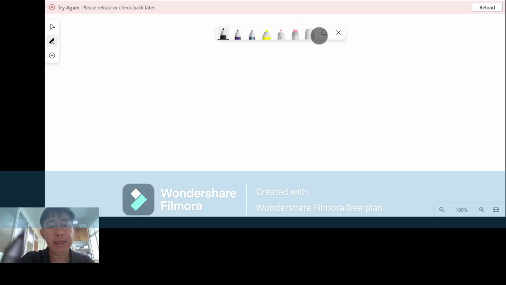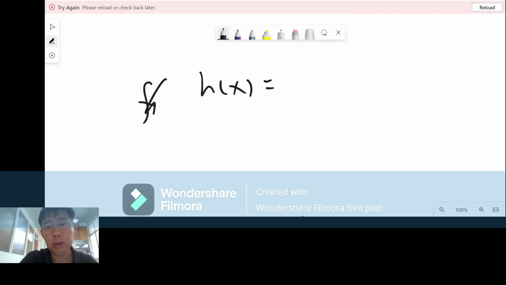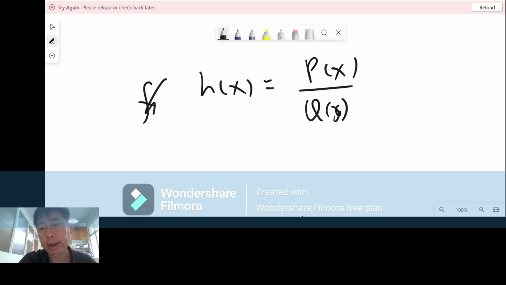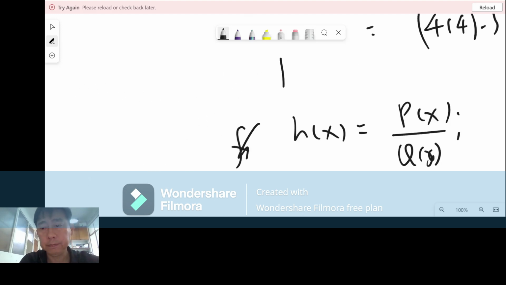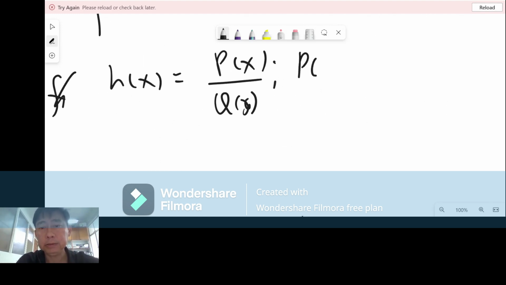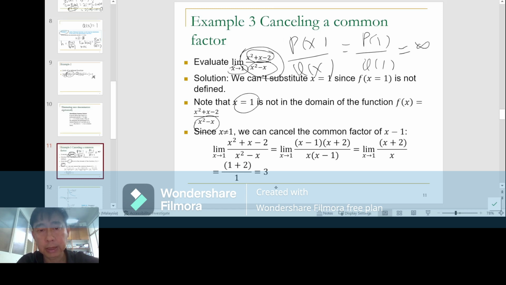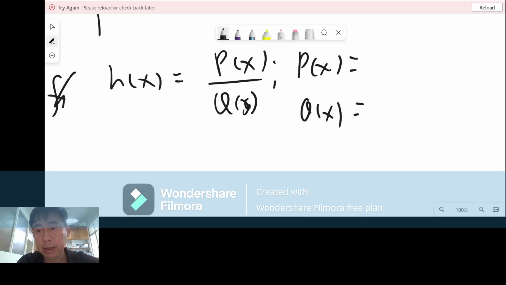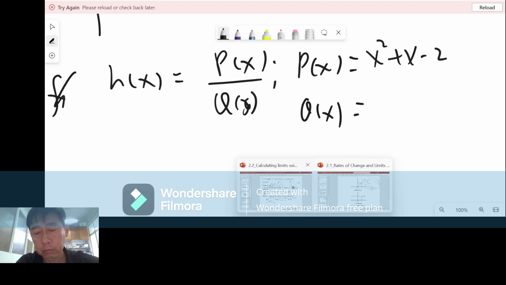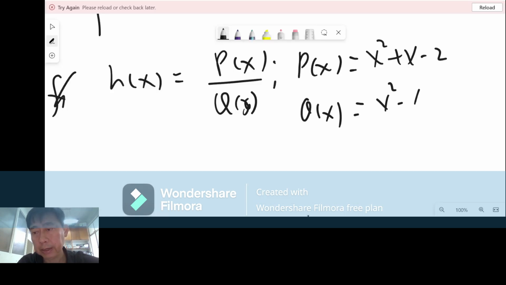Okay, so I have a function h which is equal to the ratio of two polynomials p and q, where p(x) is a polynomial, q(x) is another polynomial. Okay, so p(x) is x squared plus x minus 2. q(x) is x squared minus x.